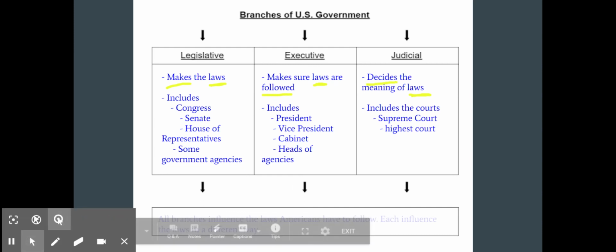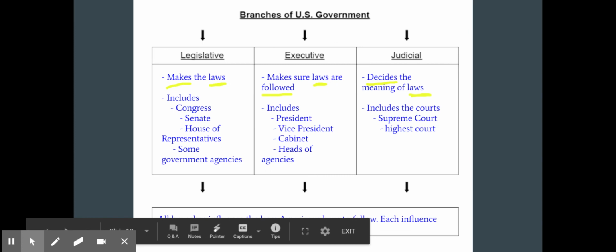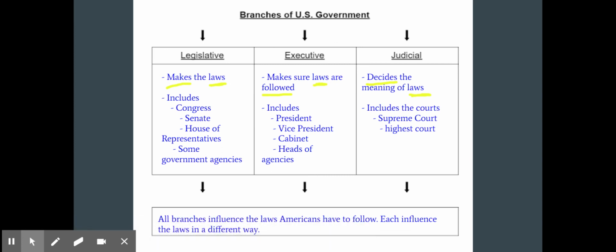All right, so if I'm going to go ahead and hit that learning target down here, how are all of those related? Well, all branches influence the laws Americans have to follow, and each influence the laws in a different way. So that first one is how they are all alike, and then the second one is how they are different. So I'm comparing and contrasting. All right, friends, make sure that you have all of this down, and then once you are ready, you can go ahead and move on to the assignment for this lesson.